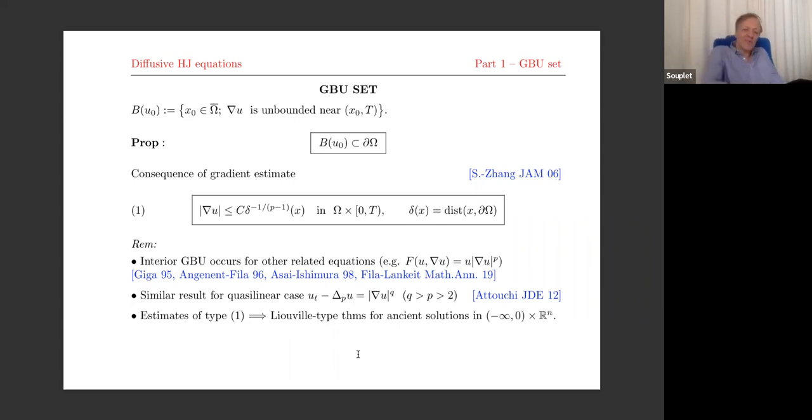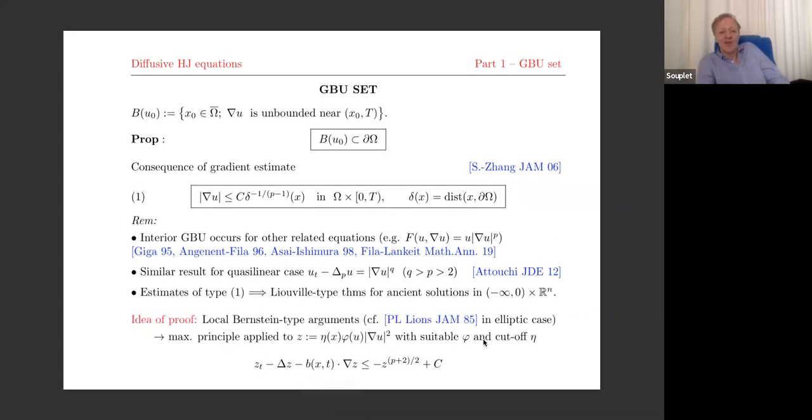And some estimates of this kind, I cannot go into detail, but depending on the dependence of the constant on the solution or its possible universality, this may imply Liouville-type theorems, for instance, for ancient solutions of the problem. Ancient solutions means defined for all negative times in the whole space. But I don't want to go into details about this. All these questions are related to gradient estimates of this kind.